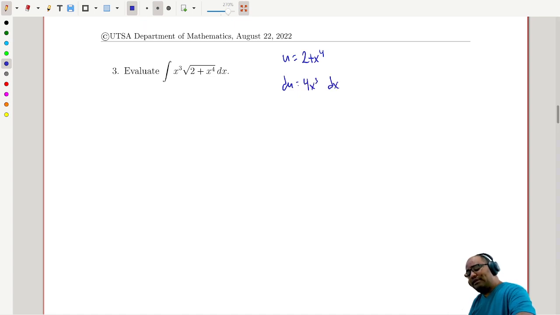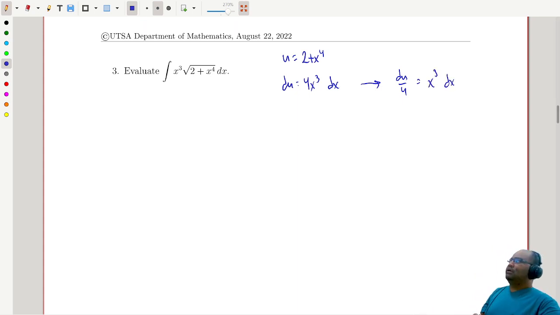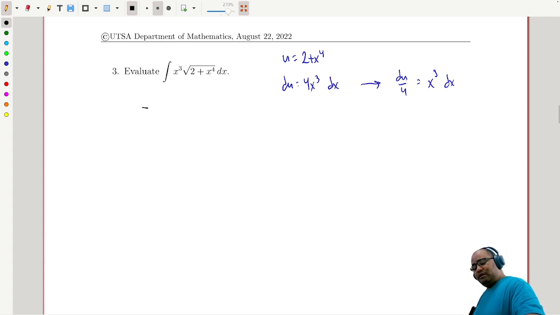Let me fix that there. 4x cubed dx. Okay, and now notice that I don't have a 4 in my original integrand, so I'm going to play for the match here. du over 4, I'm going to divide by a scale factor, solve for x cubed dx, or you can just solve for dx straight up. It doesn't really matter. They're both schools of thought. And now I'm going to make my replacements here. So my integral now becomes, so x cubed dx is now 1/4 du.